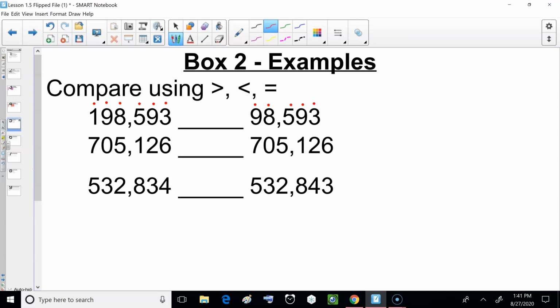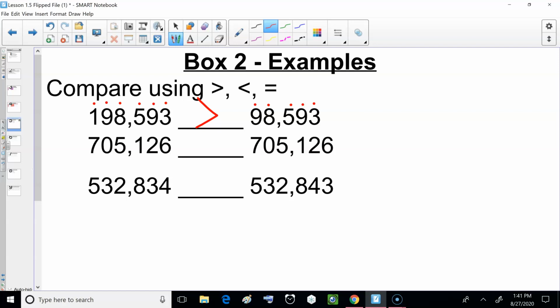Another strategy we always like to say is say these numbers: 198,593, 98,593. Which would I rather have more of? Well, 198,000 is a lot bigger than 98,000. So 198,593 is greater than 98,593.